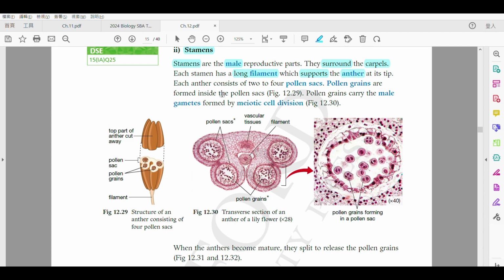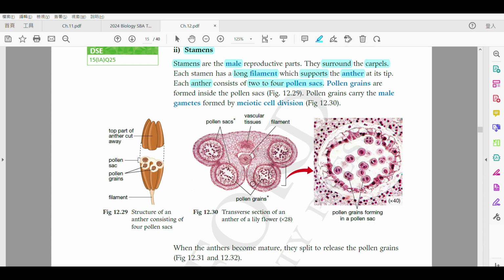So what exactly is an anther? So first of all, it has 2 to 4 pollen sacs. What is a sac? It's a bag, like a medicine capsule, or just like a bag. Okay, so they have 2 to 4 pollen bags. But of course, we use this word sacs. Okay, so you can see this is 1 bag, 2 bags. Okay, so this thing has 4 pollen sacs.